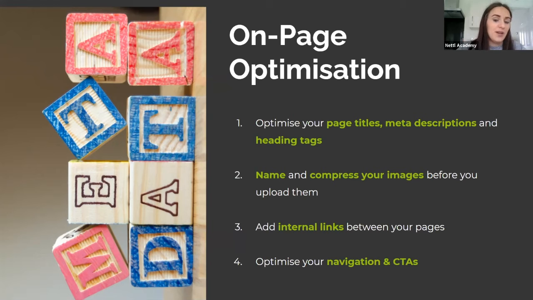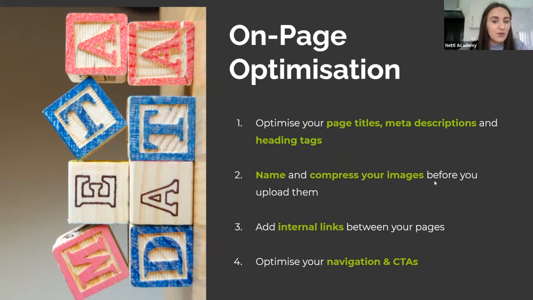There's loads of tools out there, but if you compress your images before you upload them, then it will help with your site speed. So it will mean that we don't have to go back and then re-upload all the images and make them smaller later on. There is a plugin as well on WordPress that can do it automatically for you, so that's another option as well. Adding internal links between your pages.